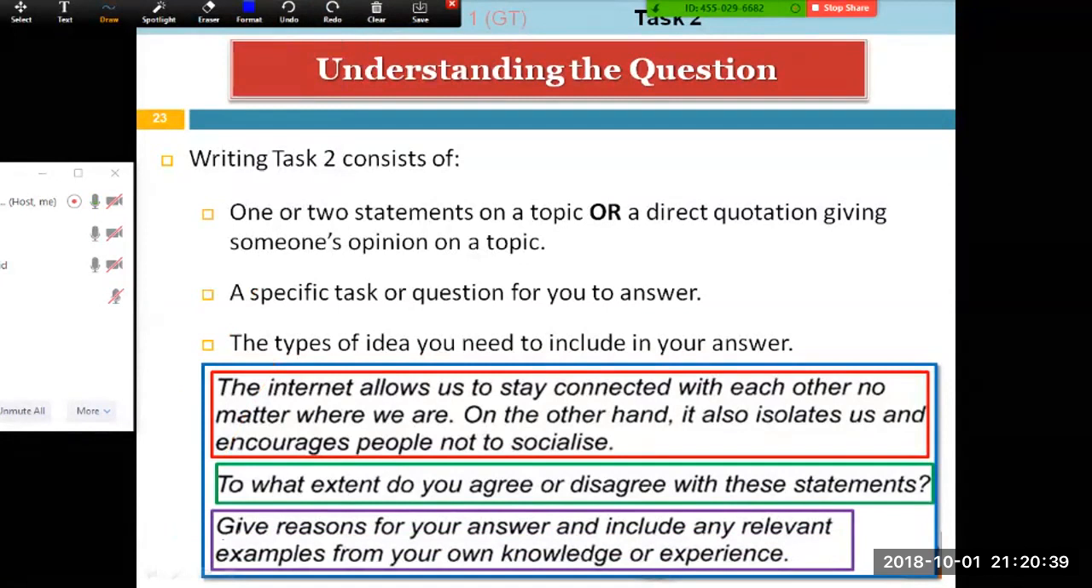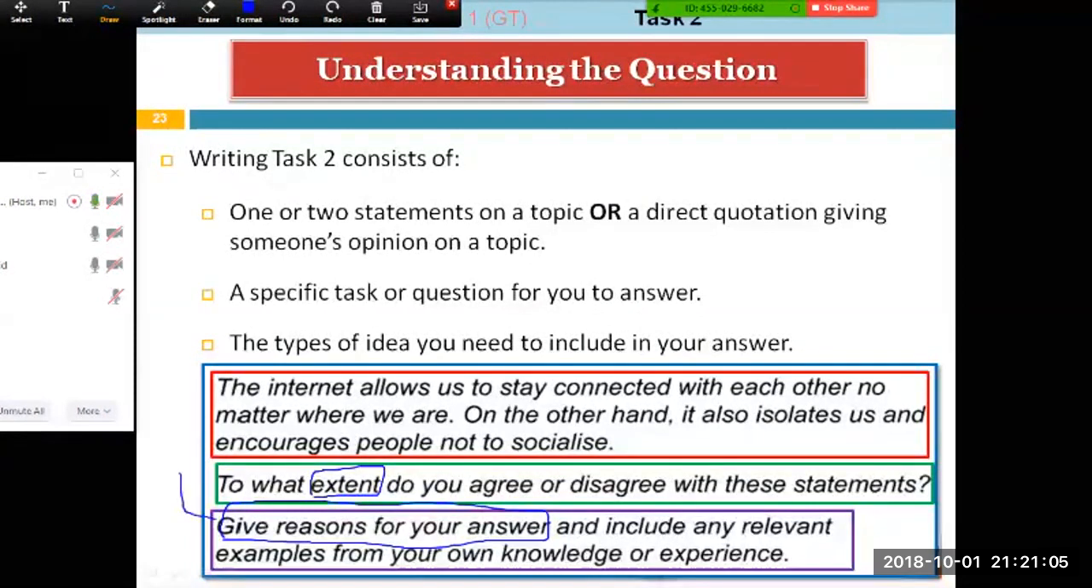The first part says give reasons for your answer. Why do you agree or disagree, or why do you agree to some extent? Now here they have asked you to what extent you agree. Do you fully agree? Do you partially agree? Do you completely disagree, or sorry, partially disagree? Okay, so you have to give reasoning for that.